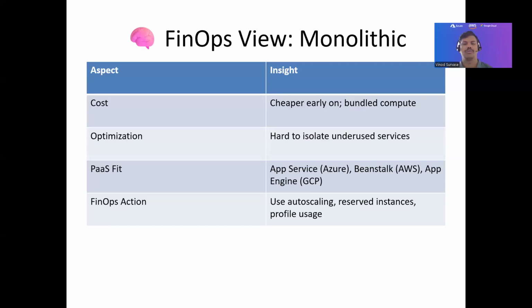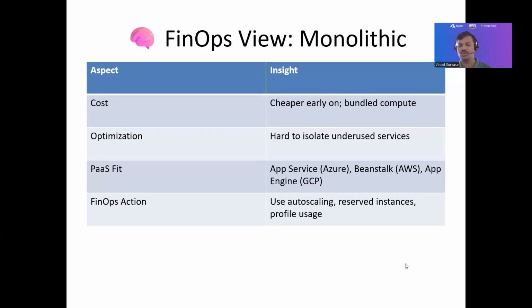Perfect. So you can see that on PaaS, which has similar services, which can allow us to deploy such kind of applications on all of these cloud platforms, including Azure, AWS, and GCP. And on the FinOps actions, we can use auto scaling, reserved instances, profiled usage, and all those metrics would help us to identify and save cost, right? So these are the FinOps views which we can bind and map together with monolith architecture for the application. And this is going to be giving us an opportunity to save cost, right?